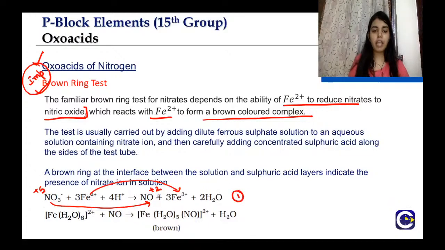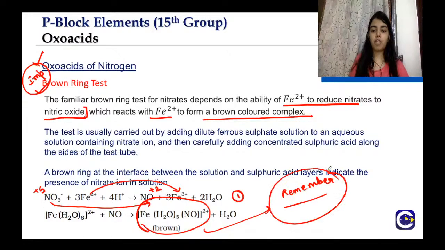Now, secondly, the NO that is formed here will react with Fe2+ and give you a brown complex. The chemical composition of this brown complex you have to remember, this is very important. It is Fe with 5 molecules of water and 1 NO as a ligand. So this is responsible for the formation of the brown ring.